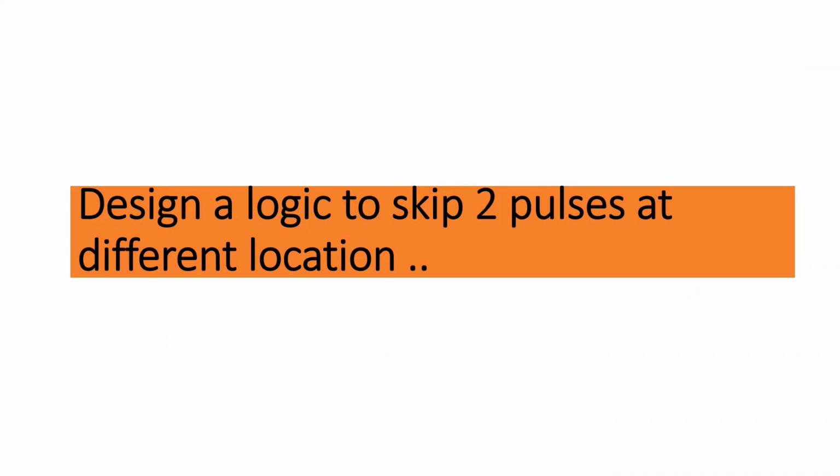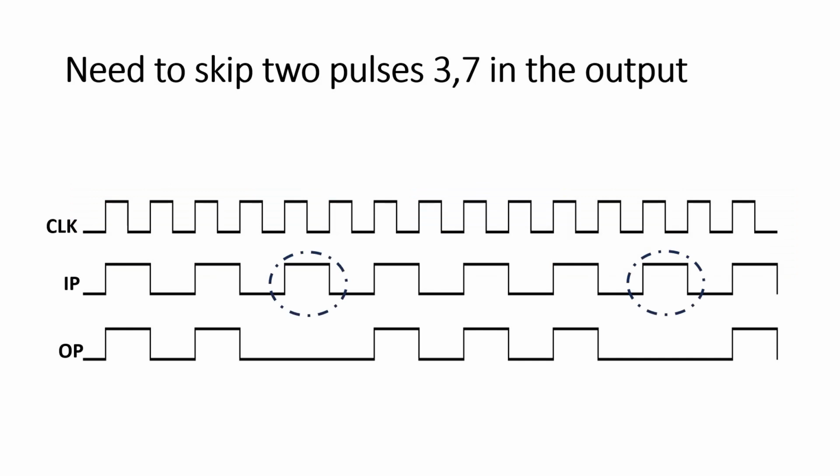The problem statement was: you have to design a logic to skip two pulses at different locations. Let us see the waveforms. So this is the problem statement. I am asking you to skip two pulses at positions 3 and 7. So this is the first pulse, second pulse, third pulse. This we have to skip. The 4th, 5th, 6th and 7th pulse also we have to skip. Otherwise all the pulses will propagate at the output. Now you have to design a digital logic which can serve the required functionality.